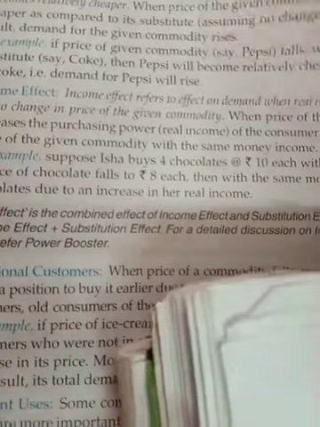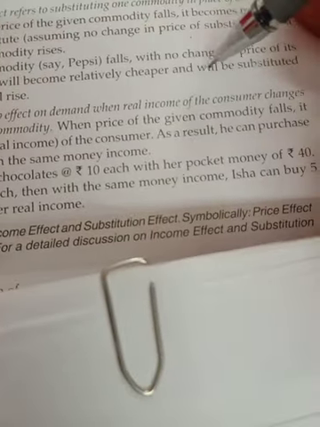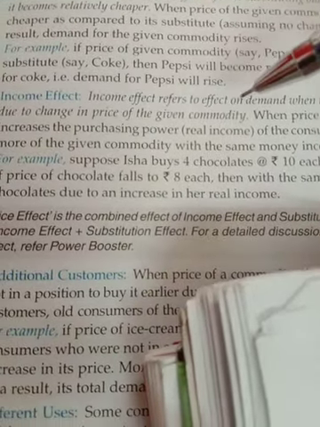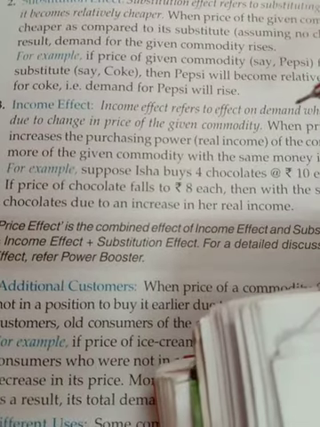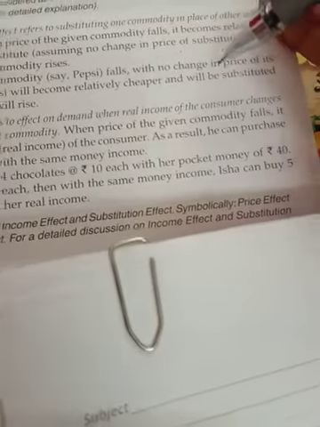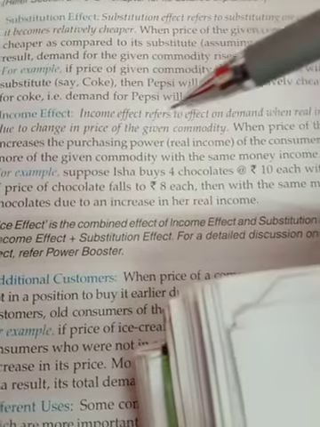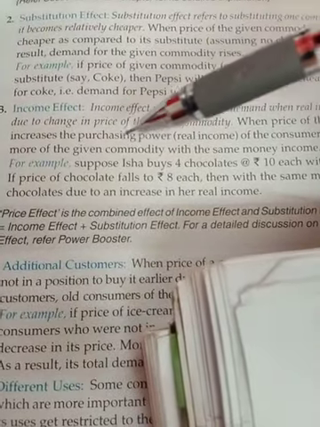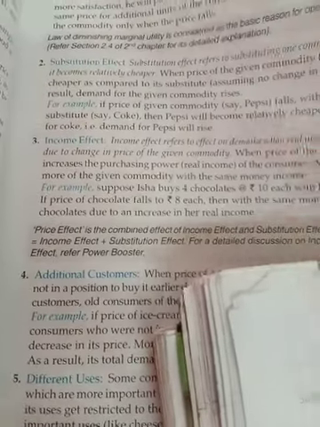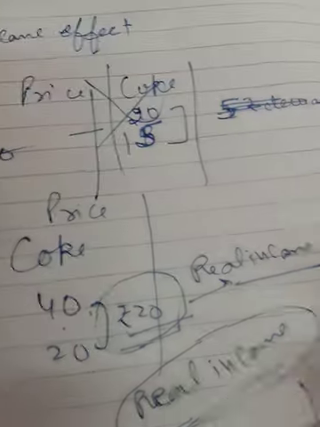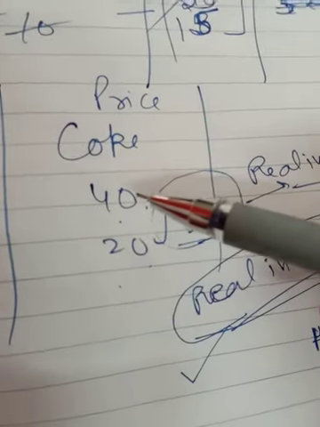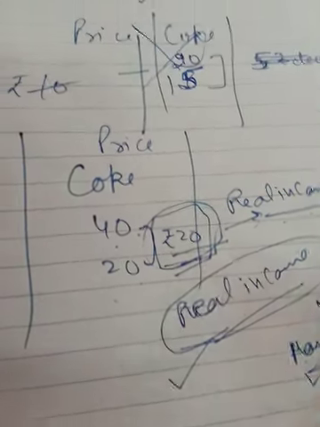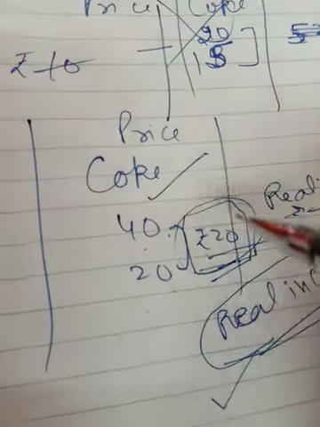So in this way, the income effect refers to the effect on demand when the real income of the consumer changes due to a change in the price of the given commodity. So that is clearly mentioned over there. Fine, no need to change money income over there. When the price of the given commodity falls, it increases the purchasing power of the consumer, that is real income of the consumer, and as a result he will purchase more of the given commodity with the same amount of money. So as I have given you the example, if the price of Coke has been decreasing from 40 to 20, that means real income has been increasing by rupees 20 over there, and with rupees 20 he can purchase more of the same commodity. That is the income effect.